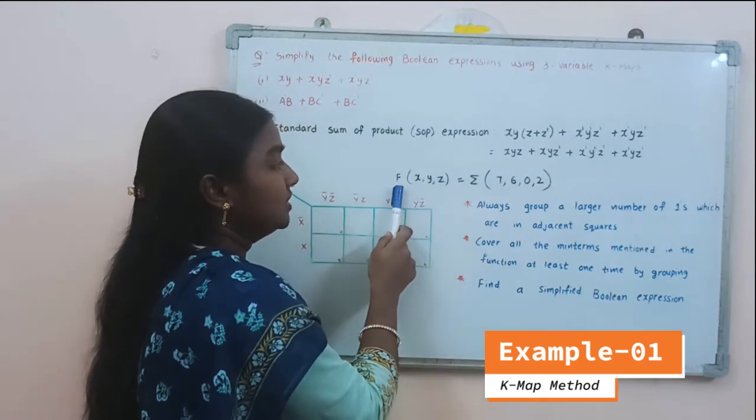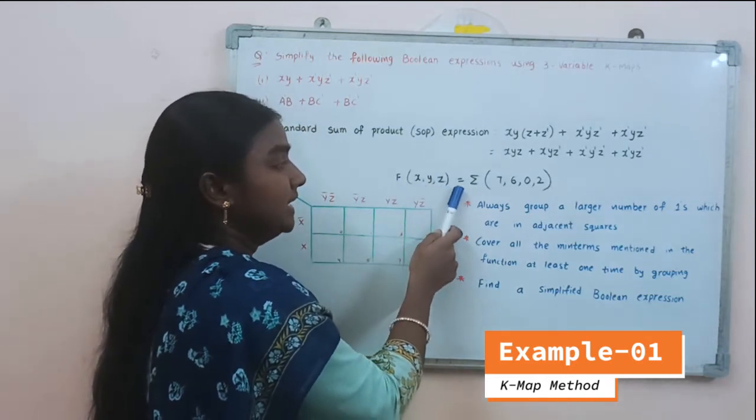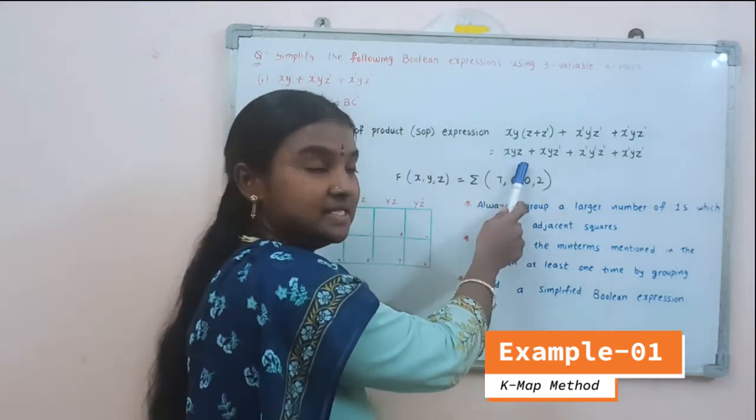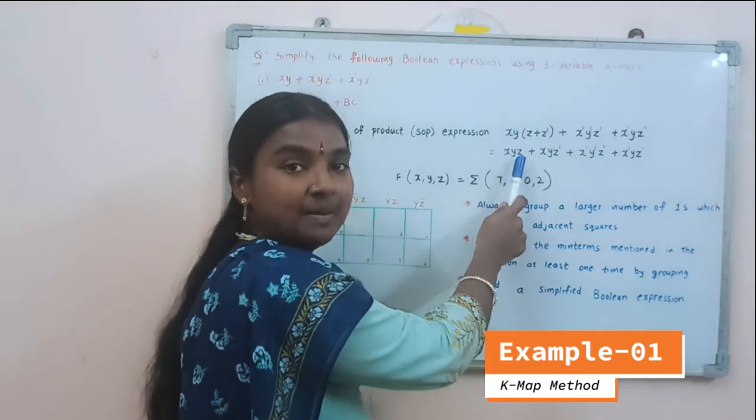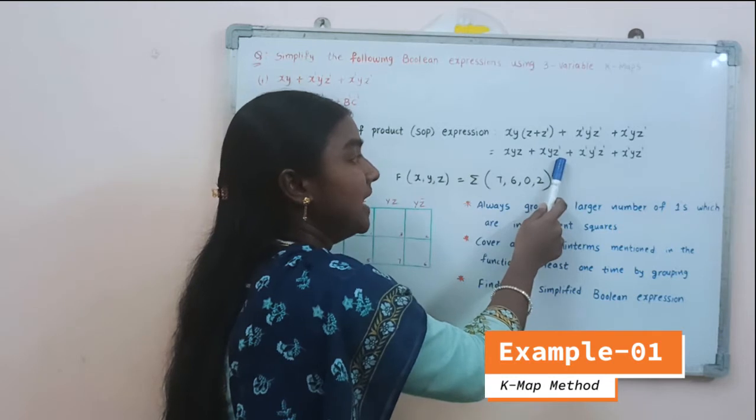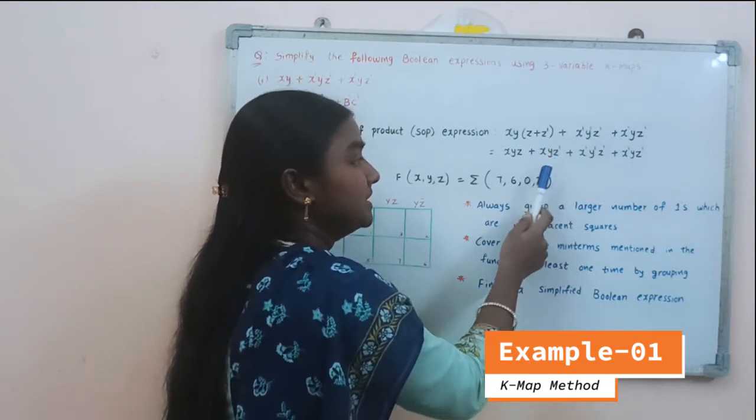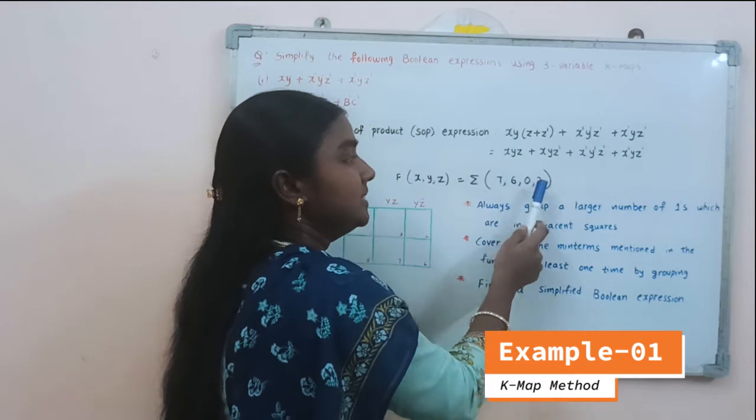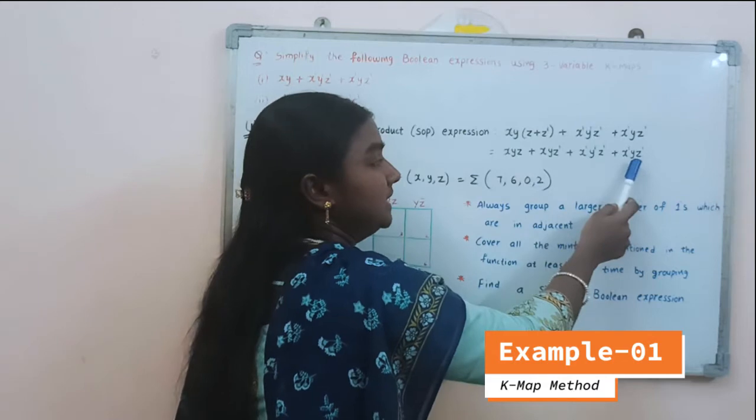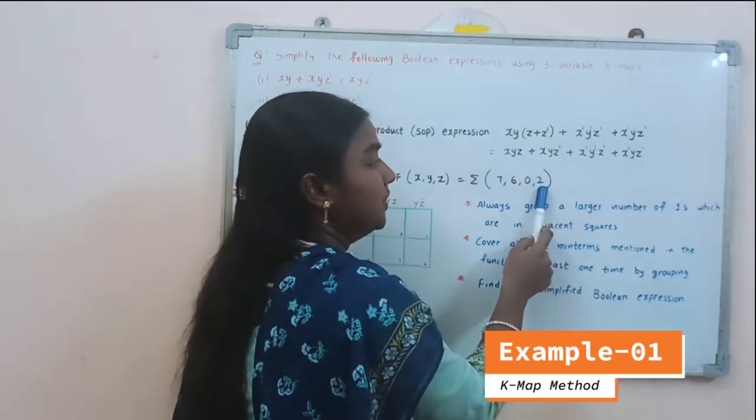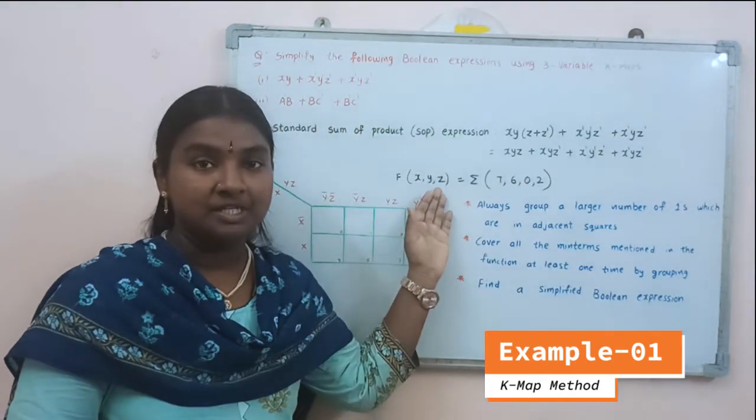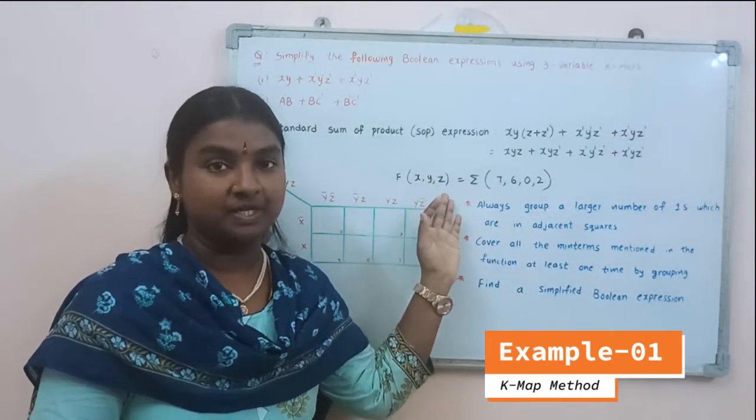If we write function of x, y, z is equal to sum of, here the product term x y z represents the minterm M7, so we write 7. And x y z bar represents M6, so here 6. Similarly, this product term is for M0, so 0 here, and this minterm is M2, so we write 2 here. So this is the mentioned example Boolean expression.